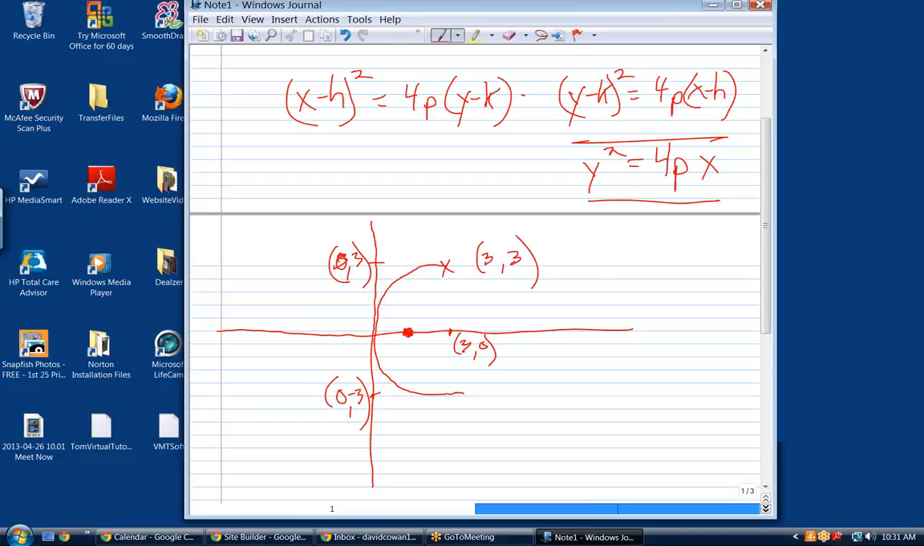So 3 squared is 9 equals 4P times 3, so 12P. So P is equal to 3/4. So the light bulb should be put 3/4 inches from the vertex. All right. This is all I have for this section.